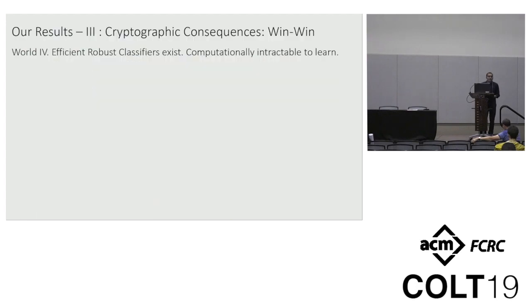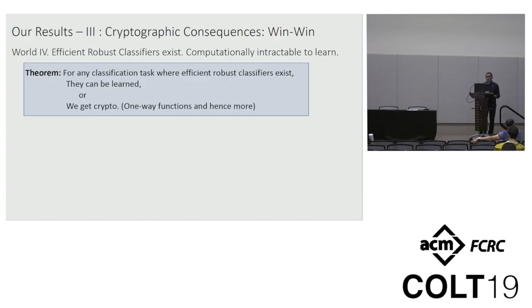Okay, and finally, let me talk a bit about the cryptographic consequences. So here we show what we would call a win-win result. That is, we show the following, that what kind of tasks can exhibit this behavior, that they have robust classifiers, but they are hard to learn. And we show two things, that for any classification task where efficient robust classifiers exist, either we can learn them efficiently, or we can construct crypto out of them. So we can construct one-way functions, and hence symmetric key cryptography, and more.